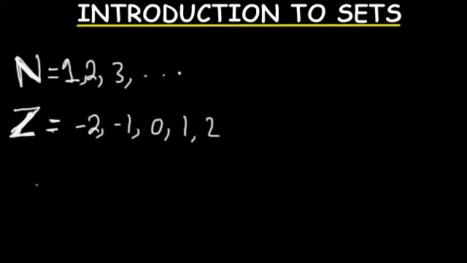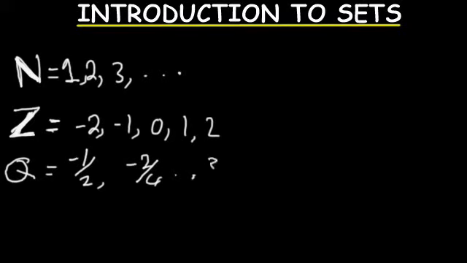Now the next one you need to be familiar with is known as rational numbers. They make use of capital letter Q to represent rational numbers. Rational numbers are numbers that can be expressed as the ratio of two integers. That is, we can have -1/2 or -2/4 and so on and so forth, or 3/5. All these are examples of rational numbers. As soon as a number can be expressed as the ratio of two integers, then that number is said to be a rational number.